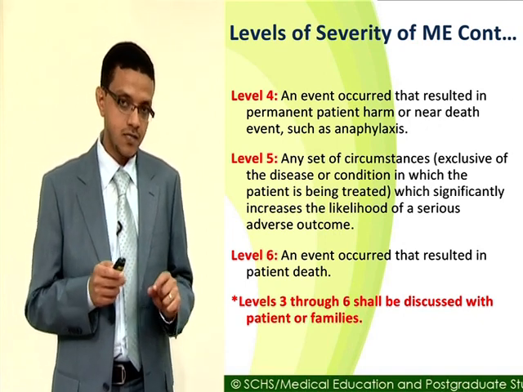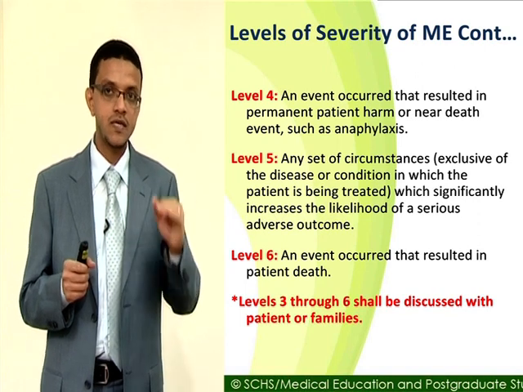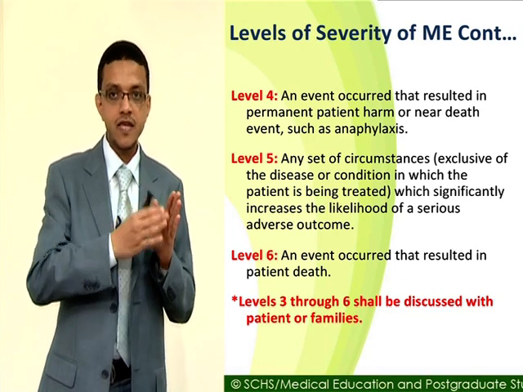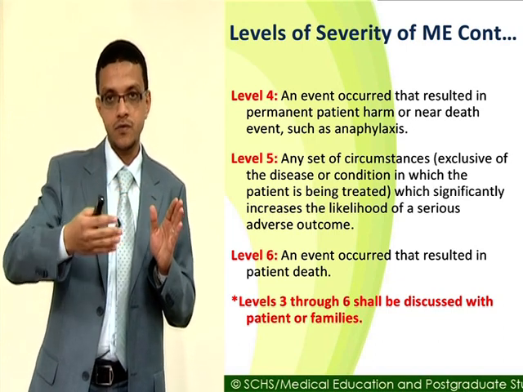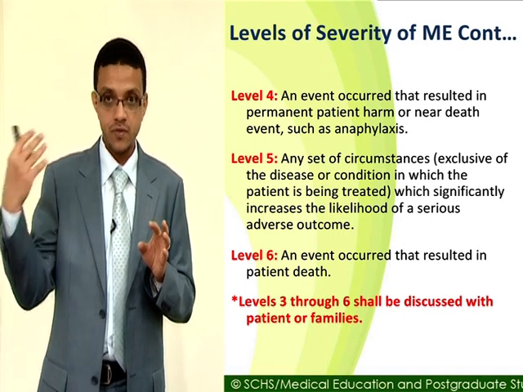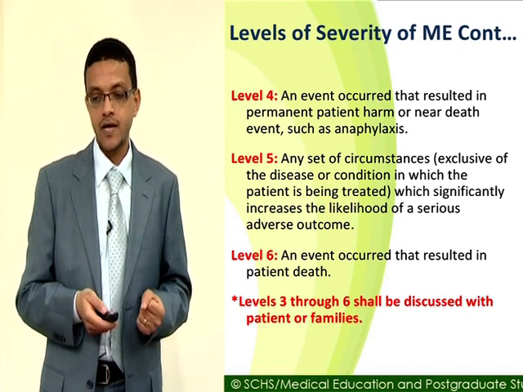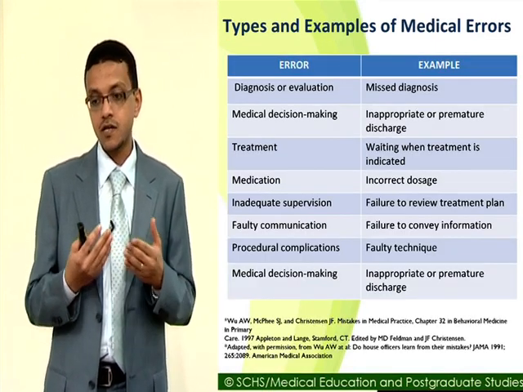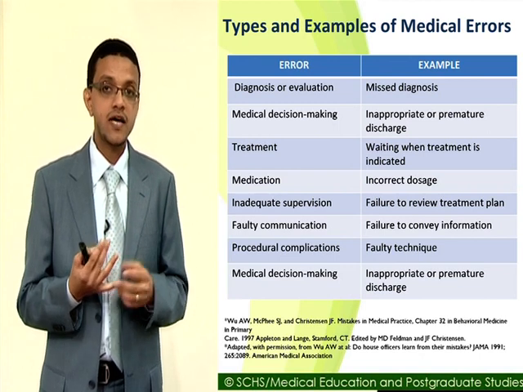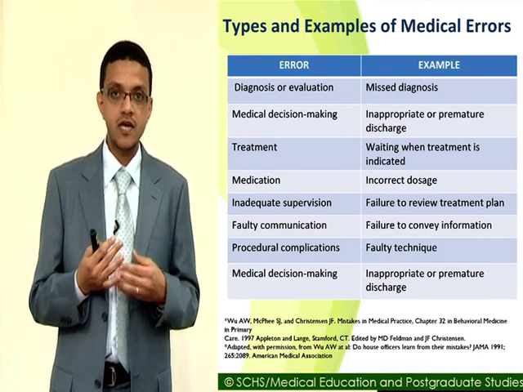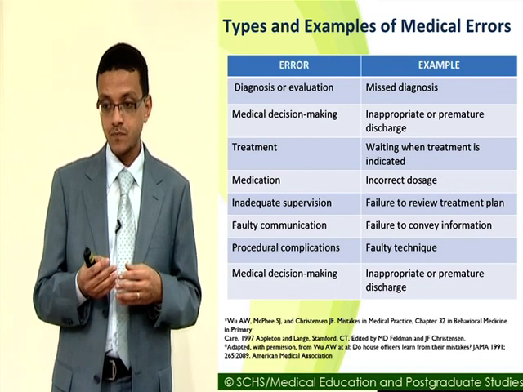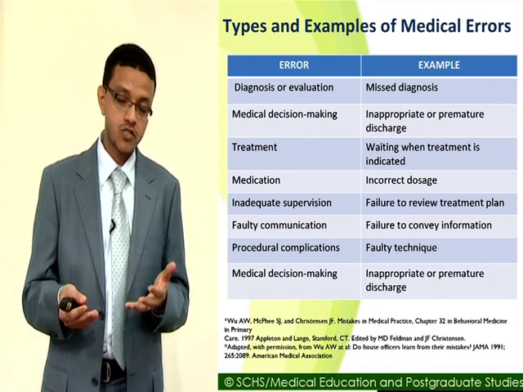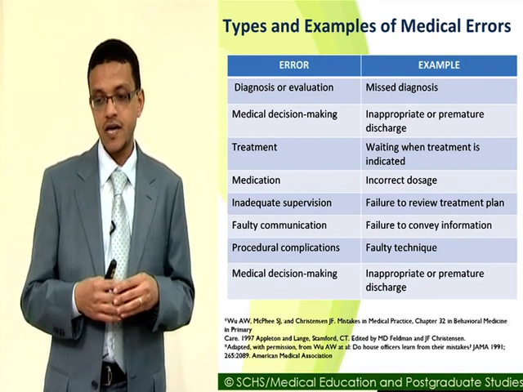The bottom line here is that levels 3 to 6 should be discussed and disclosed with the patient. That's to say, from anything that led to hospitalization of the patient up to death, then indeed you need to talk about it. So there are some types and examples of medical error. Medical error could be related to the diagnosis or evaluation, like misdiagnosis. You miss the diagnosis or you make a wrong diagnosis. Medical decision making: inappropriate or premature discharge. For instance, you discharge a patient before complete recovery.